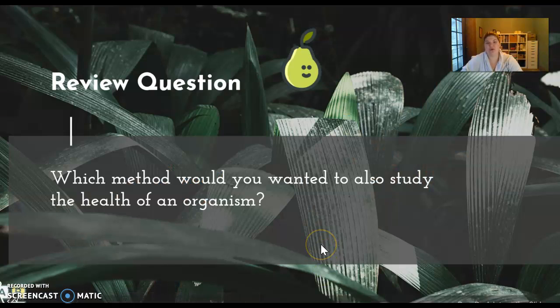Which method would you want to use to also study the health of an organism? To study the health of an organism, I'll give you some time to make your choice if you're doing the Pear Deck version. The best method would be mark and recapture. You actually get to physically observe the same organism throughout time.